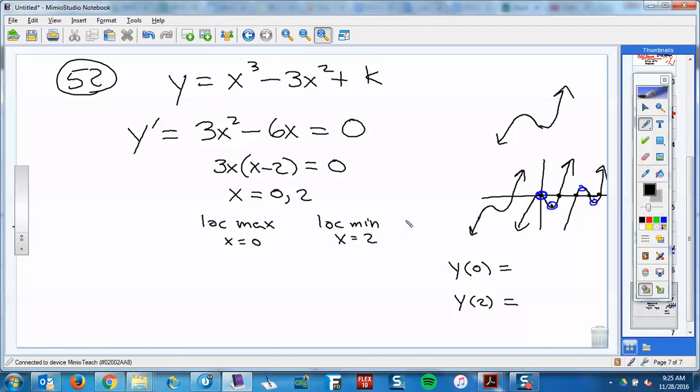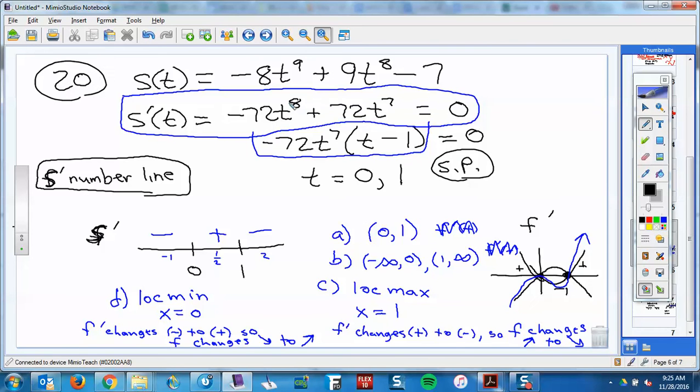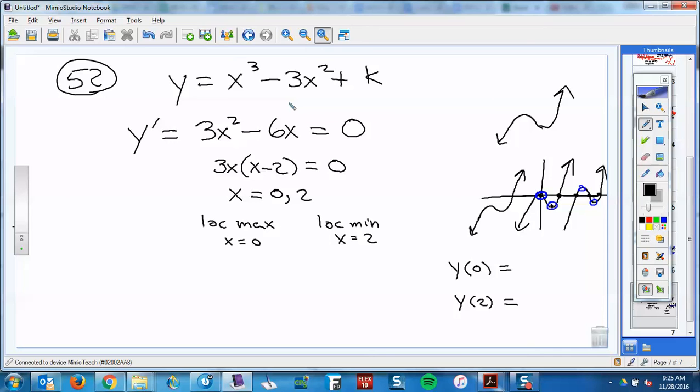So now what I'm going to do is plug these back into the original. Now normally we don't. A local max min problem is more like this: we just care where the local max min is, number line, all that stuff. But what we're trying to decide is where this has been shifted. So we want to know what the local max at 0 is. So you plug in a 0, what do you get? You just get K. And what about when you plug in a 2? You get 8 minus 12 plus K. You get negative 4 plus K.